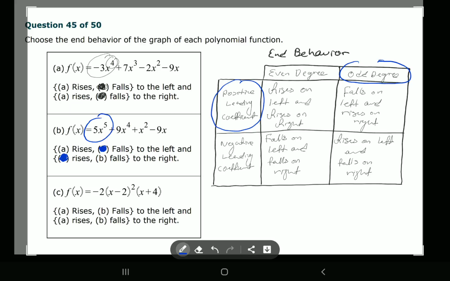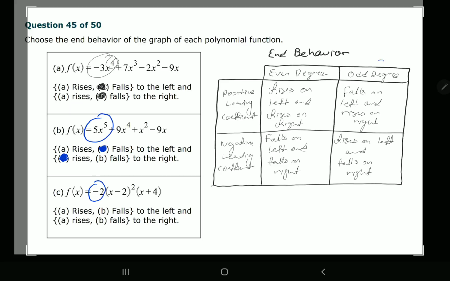Alright. Now let's answer C. But C is in a different format. C is actually factored. That polynomial is factored. But I can still find the end behavior based on what I have. So to find my leading term, you're going to multiply the leading term of each factor, of each multiple. We have a negative 2 on the outside, so my leading term starts with the negative 2 on the outside.